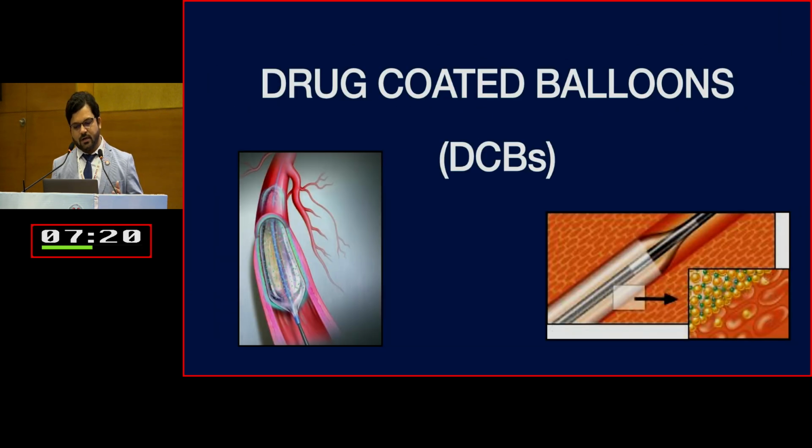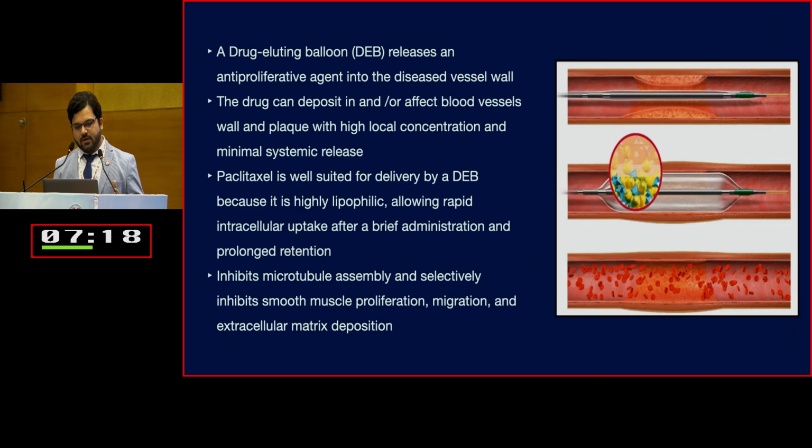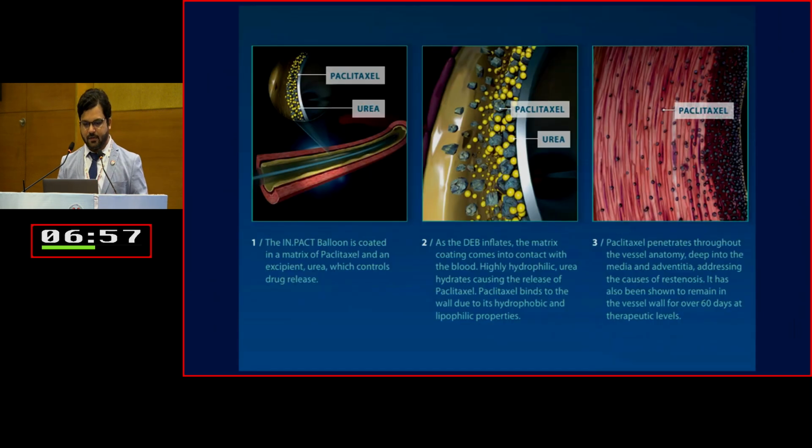Now coming to the drug-coated balloons. The basic principle of a drug-coated balloon is that it releases an anti-proliferative agent into the diseased vessel wall. This drug can deposit, and it has minimal systemic release. Paclitaxel is well suited and used in most of these balloons, and it inhibits smooth muscle proliferation and thus prevents neointimal hyperplasia. This is the mechanism of action. It has the paclitaxel drug and urea as a carrier so that it is uniformly distributed throughout the lesion.